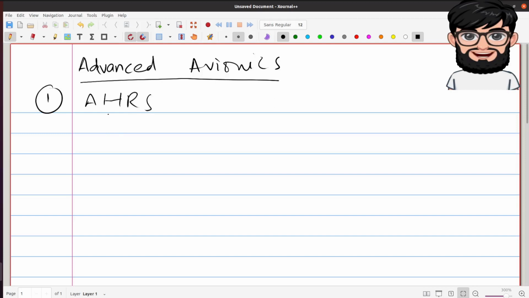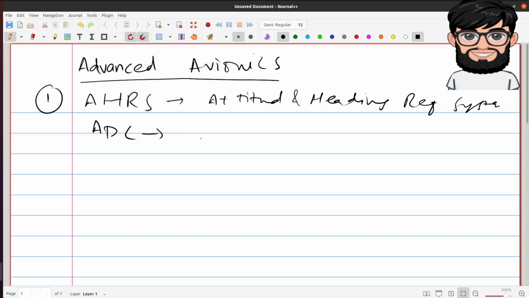AHRS, basically this is the attitude and heading reference system. A is for attitude and heading reference system. So it's composed of 3 axis sensors that provide the heading, attitude and yaw information for aircraft. So the planes who have this AHRS, they are designed to replace traditional mechanical gyroscopic flight instruments and provide superior reliability and accuracy.